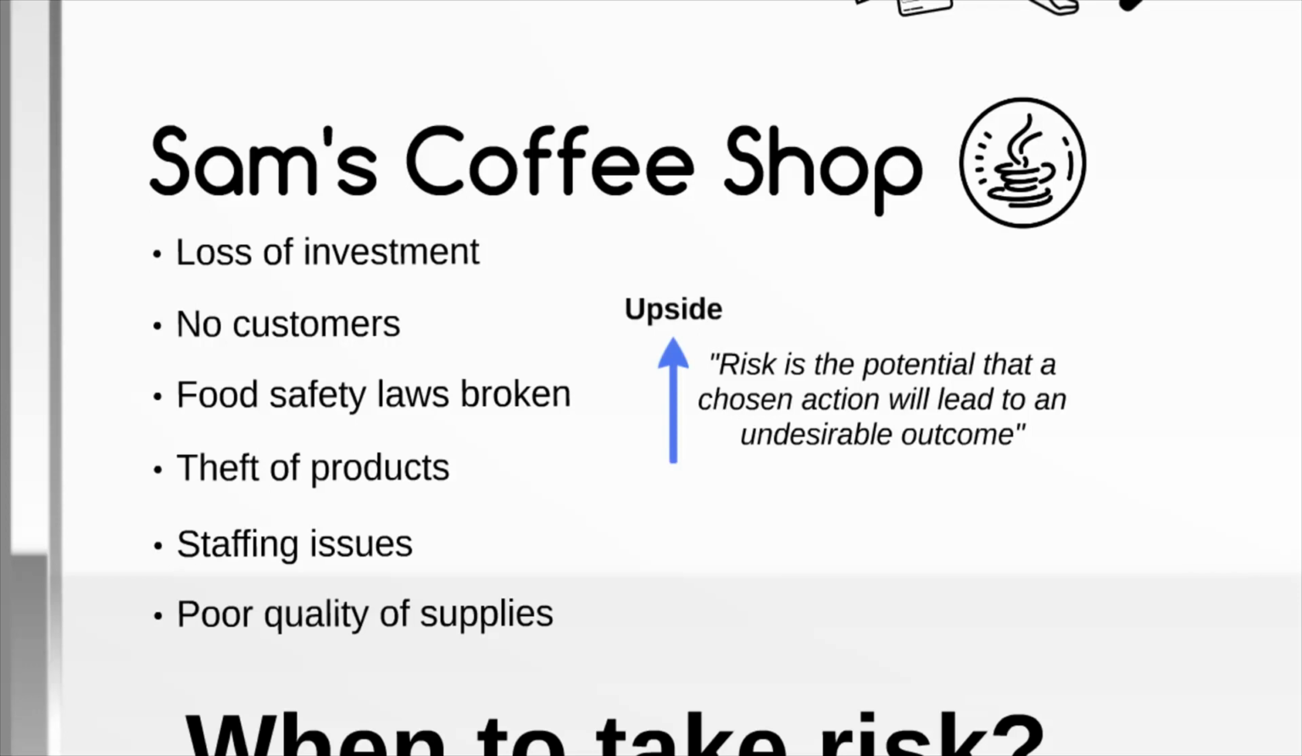This is where the outcome was better than we expected, or a downside, which is where the outcome was worse than expected. And downside is the more likely thing that you will be coming across in your exam. Generally, when risk is spoken about in the CIMA exam or in any kind of way, shape or form, generally we're talking about downside risk.